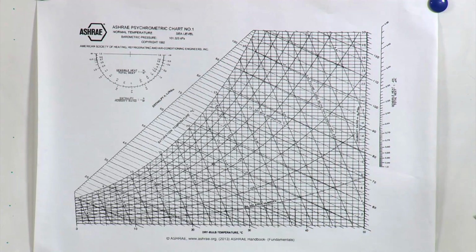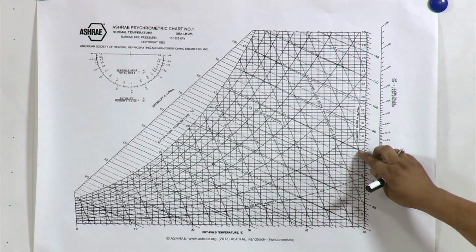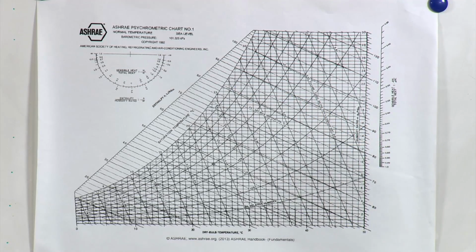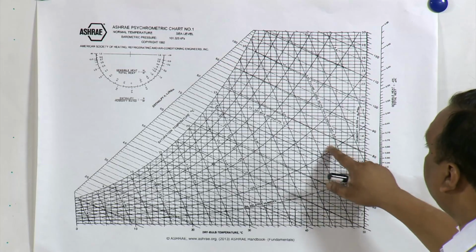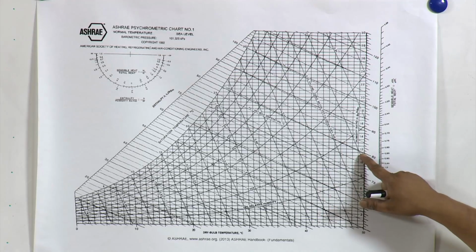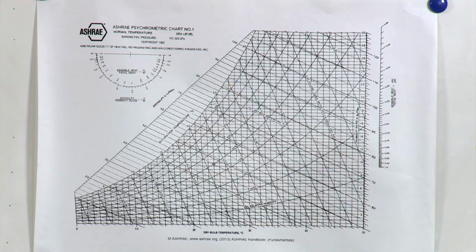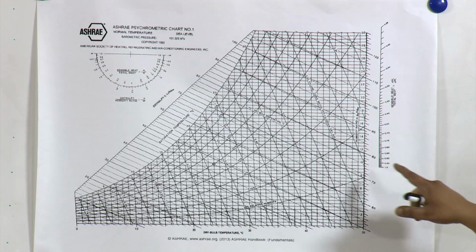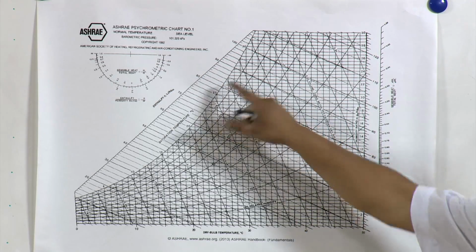Now in this chart, because these two lines are distinctly shown, you can see that the difference between these two lines is increasing. If I choose a constant wet bulb temperature line, initially it has less enthalpy, but when it is moving in this direction, the enthalpy has slightly increased. Along the constant wet bulb temperature line, the enthalpy is not constant, it has slightly increased.